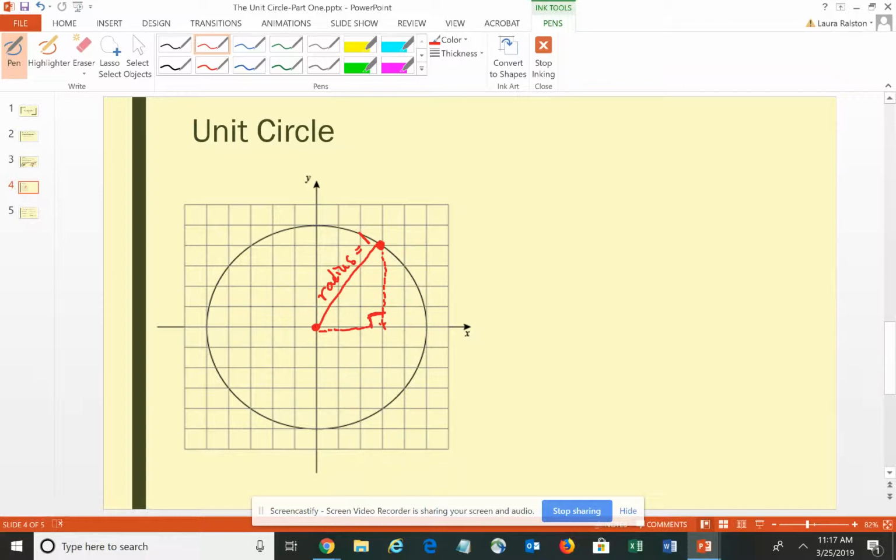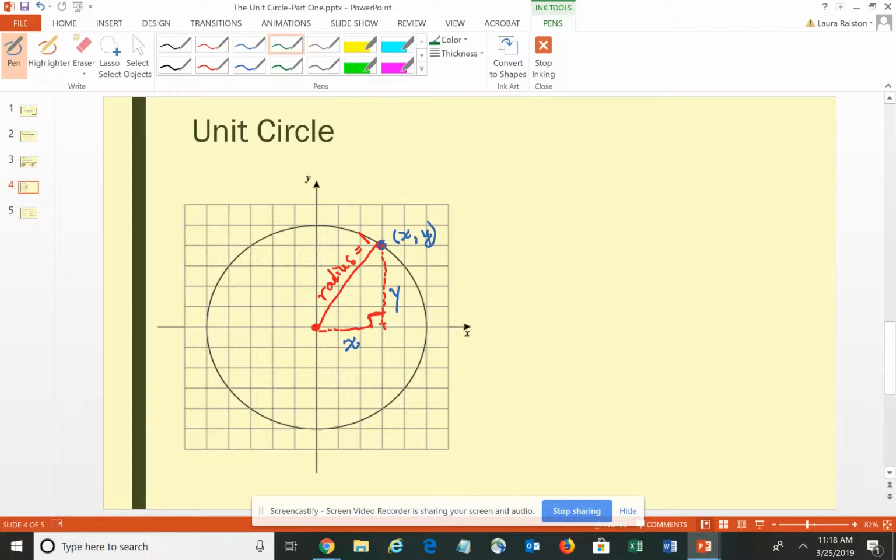Okay, so there's my right triangle. Remember from good old basic algebra that the distance traveled horizontally is represented by x, and the distance represented vertically is your y. And so typically this point here where we intersect the circle would be an ordered pair x, y. But let's think about it in terms of the unit of the right triangle.